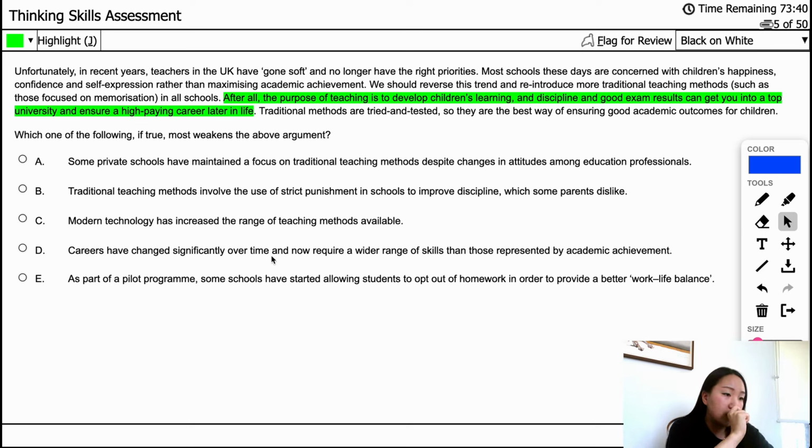Careers have changed significantly over time and now require a wider range of skills than those represented by academic achievement. So that would be the correct answer. As you can see, that breaks up the chain. Now no longer is it that exams get you the university, get you the career. So probably you need other skills, soft skills, maybe people skills, whatever it is, beyond just those exam results. So you don't anymore with traditional education get the result of a high paying career. So that's broken it. We'll just have a look at E anyway. As part of a pilot program, some schools have started allowing students to opt out of homework. Again, irrelevant.